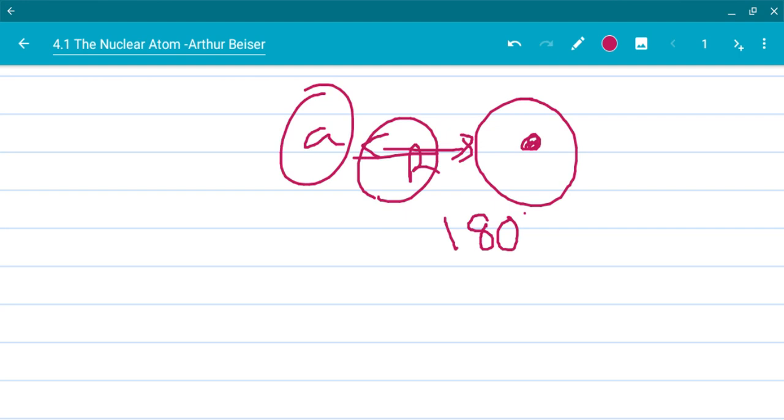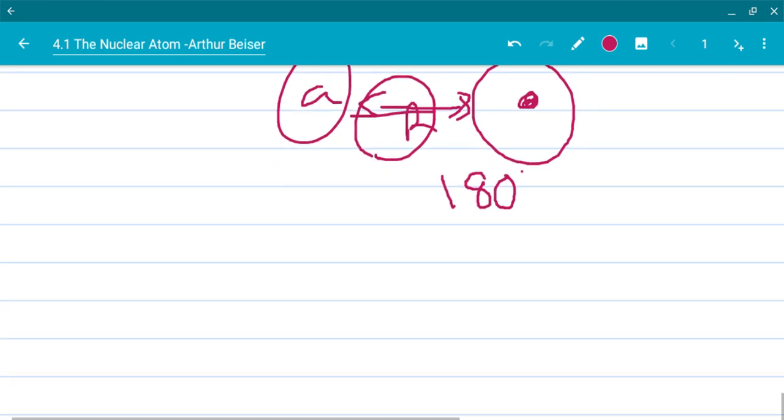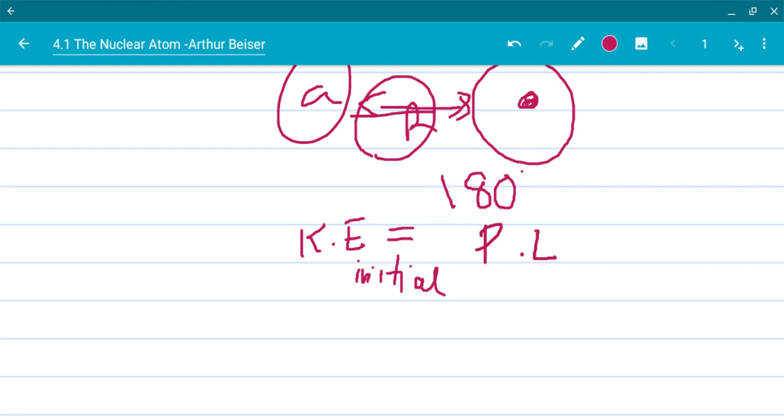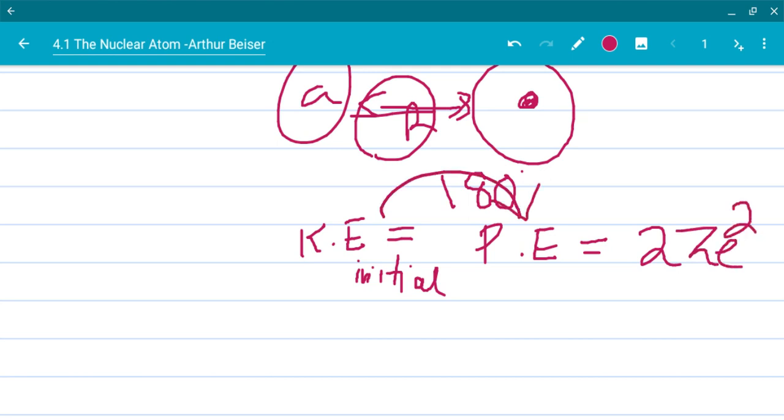nucleus head on. At the instance of closest approach, one thing you need to keep in mind is that all of the initial kinetic energy is going to be transferred into the potential energy. Once that happens, we will easily be able to manipulate the formula for the initial kinetic energy in order to find the distance of closest approach. The formula for the initial kinetic energy looks somewhat like this. Note that all of it has been transferred into the potential energy.